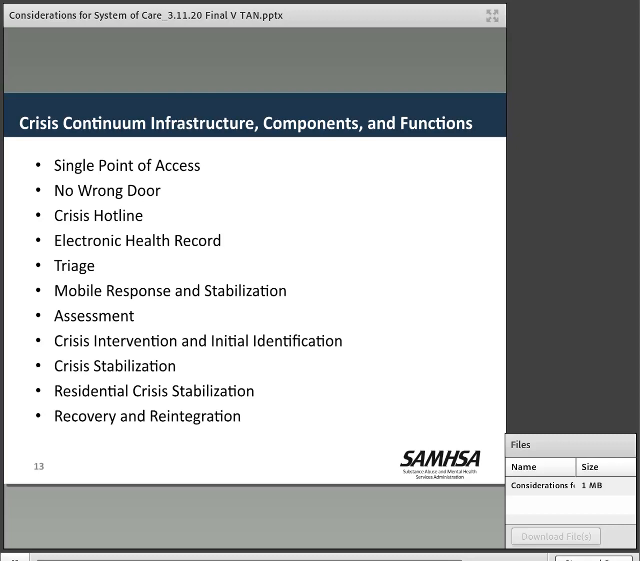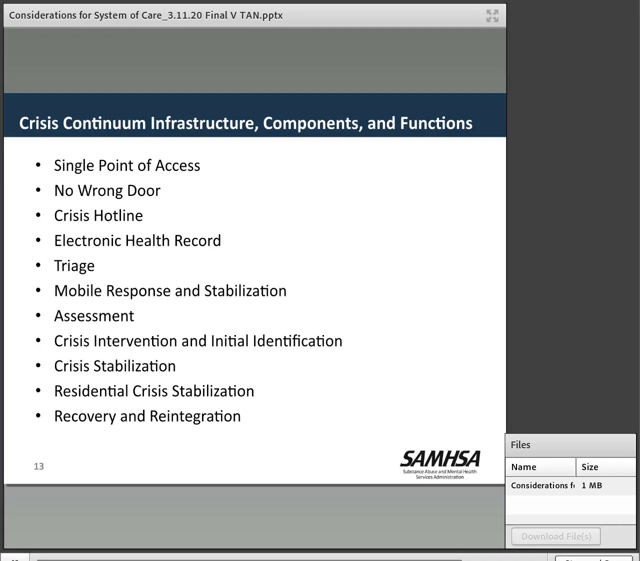A crisis hotline is a great idea, and there's a lot of support around crisis hotlines across the country, and there's been some success in that. Having a single electronic health record is certainly something you want to consider as you're thinking about this work. It's a really thorough triage process that is engaging for families, with a focus on engagement, but also an understanding of what is driving the call for that youth and family that day. Mobile response and stabilization, which we'll talk about in more detail, is a really important part of any transformation within a behavioral health system.